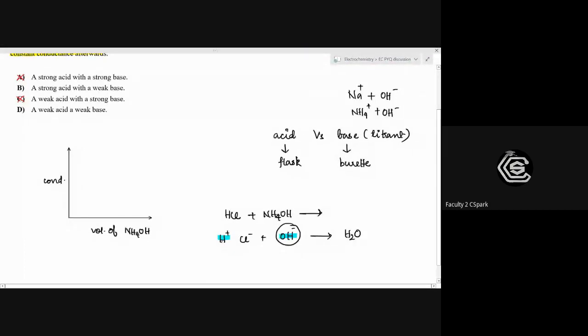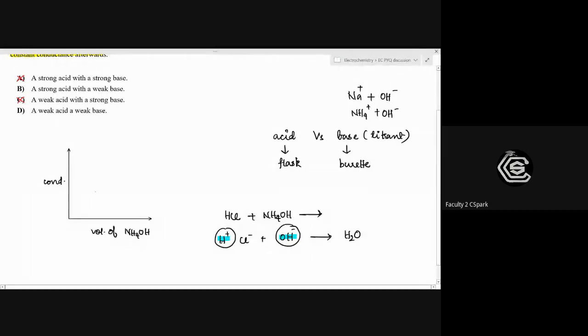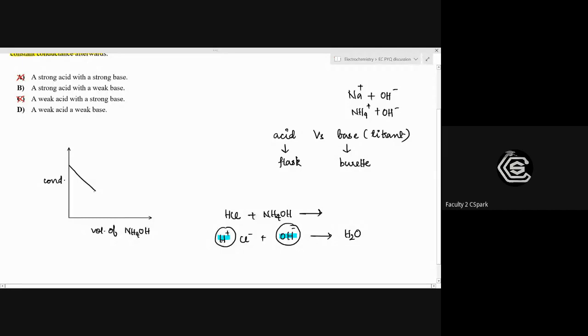Now what is happening here? H plus and OH minus combine to form water, and as a result the number of H plus ions in the flask keeps decreasing. When the concentration of this current carrier decreases, the conductance will decrease. It will keep on decreasing. For how long will it decrease? This decrease is observed until the H plus is almost completely consumed.